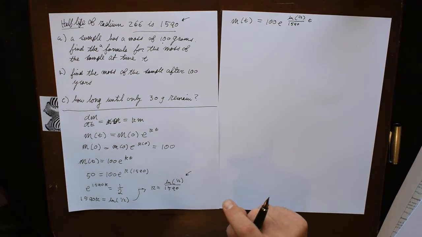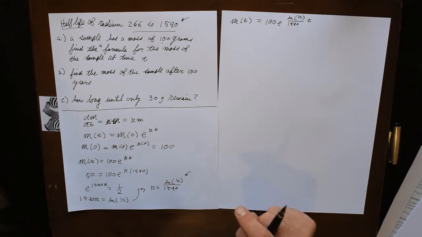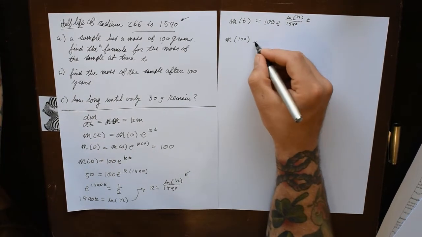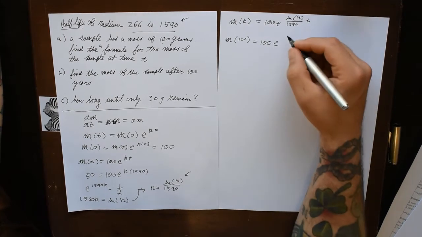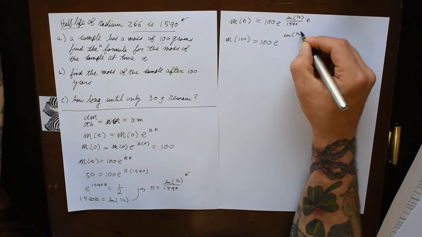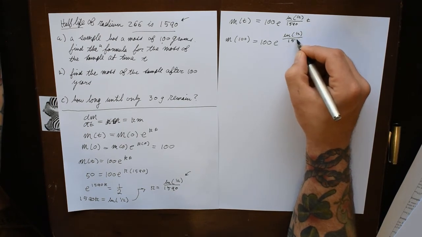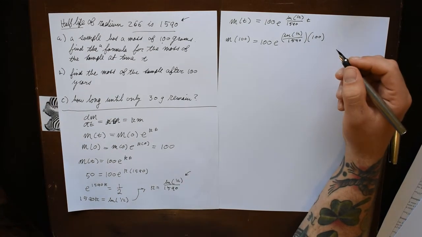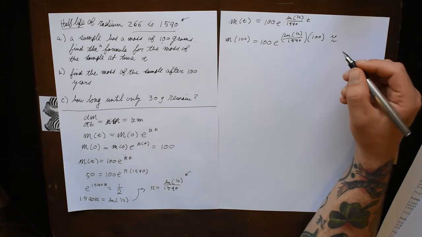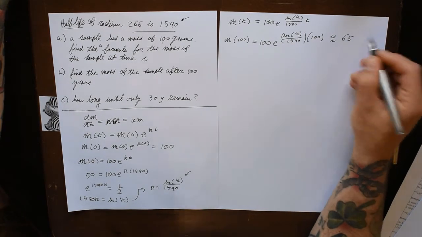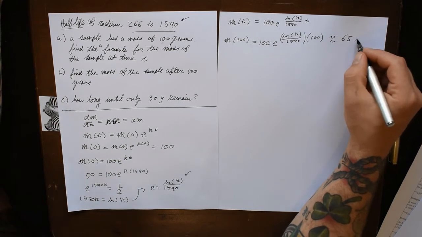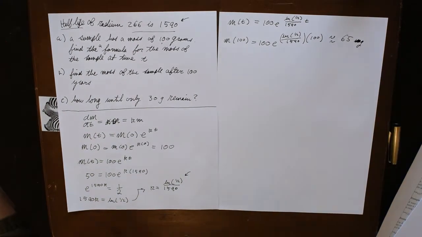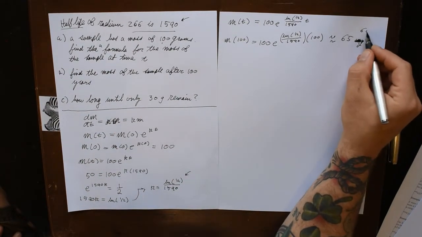So if we wanted to find the mass after 100 years, that means we just want to figure out what m of 100 is. That'll be 100 e to the natural log of 1/2 divided by 1,590 times 100. And that'll give us about 65. And that isn't milligrams, that's just grams. We've got about 65 grams.